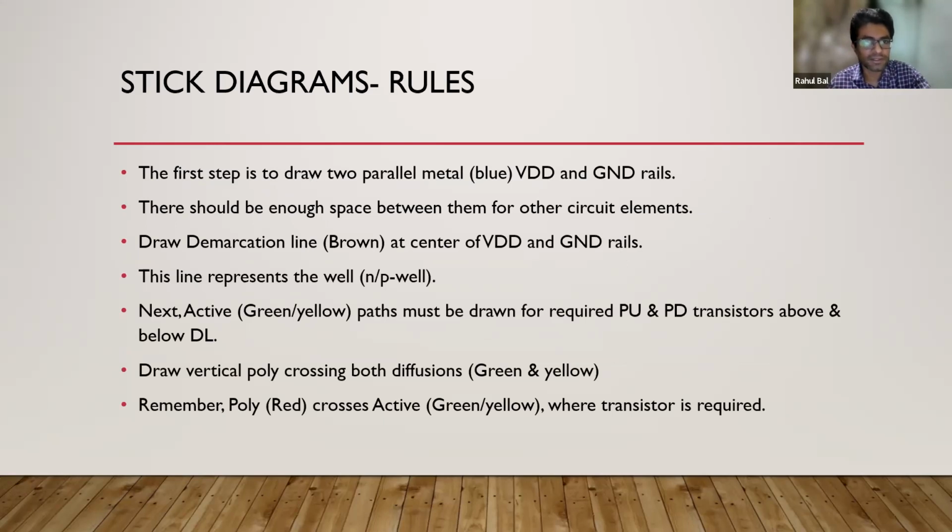Then there are some rules. You have to use different colors. For drawing the VDD and ground, we have to use blue color. I will just annotate here. So this is VDD and this is ground. There should be enough spacing between these two. Then a demarcation line is there at the center, which is of brown color.